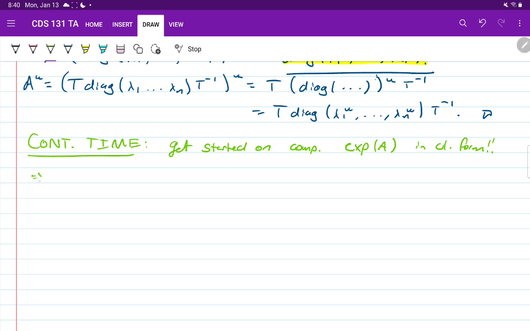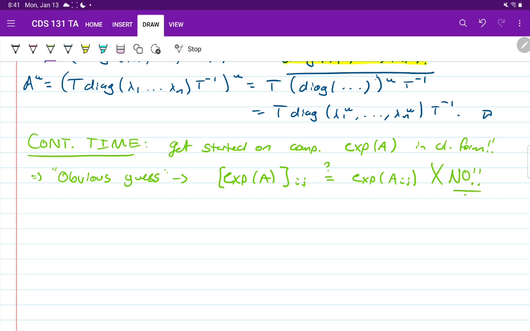The first idea that I want to illustrate, maybe an obvious guess, is one might wonder if the exponential of any matrix A, entry ij, is equal to the exponential of a_ij. It's natural to wonder if this exponential works element-wise. If I take the exponential of my entire matrix, do I just get something which is e to each entry of that matrix? And the answer is no. This is not true at all.